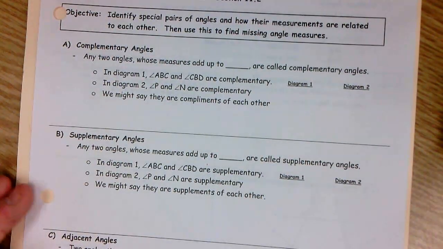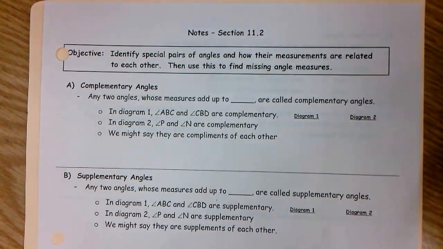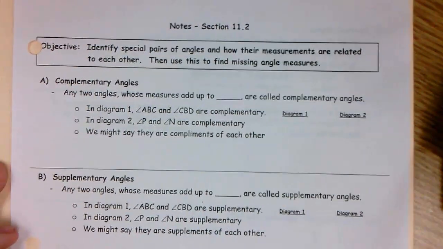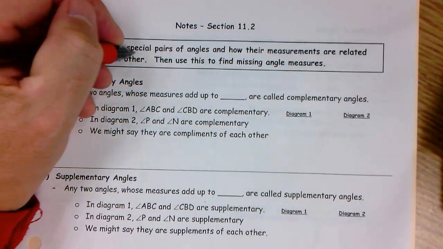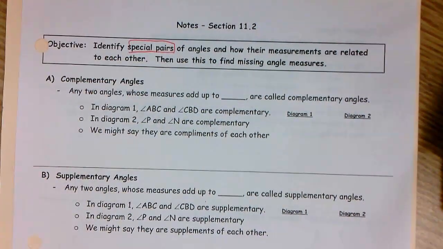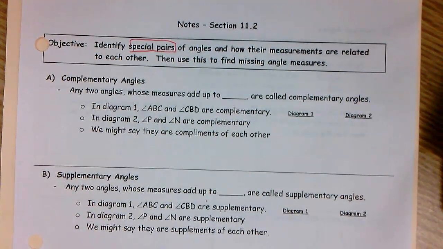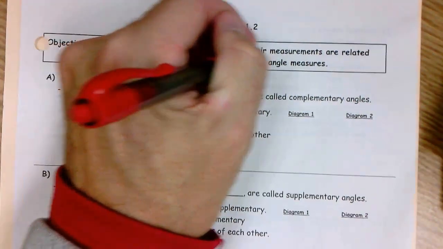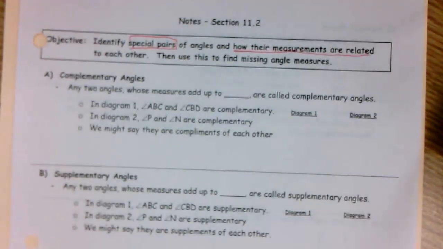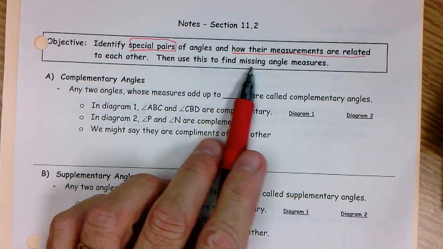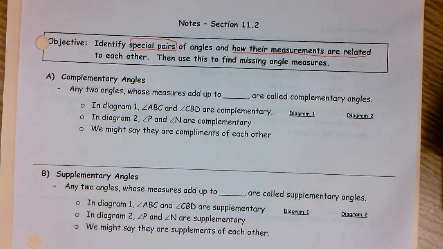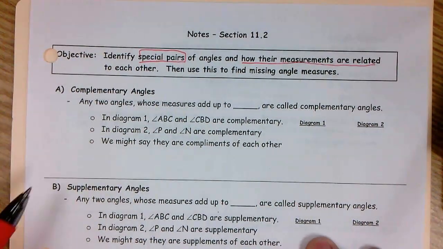And let me get started. So you can see here, I want to make it a little bit bigger. You can see here that our objective is to identify special pairs of angles, and just as important, how their measurements are related to each other. And if you do this, then you can use these to find missing angle measures, which is really our goal. So let me go over several of these, like 4 or 5 of these special types of angles, and we'll be ready to do some examples.